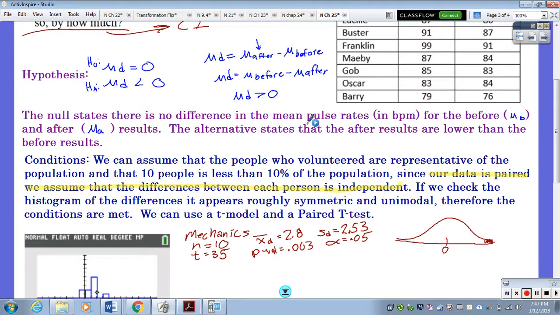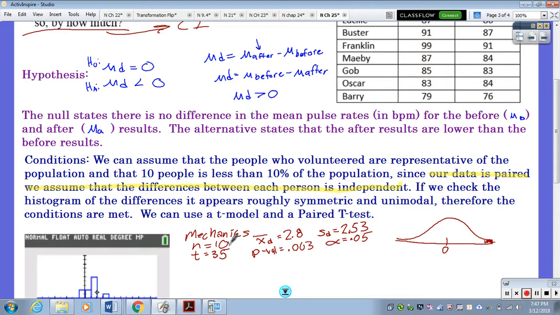And so this part I have highlighted yellow is the new thing. It says, since our data is paired, and you should be specifying that in the conditions somewhere, we assume that the differences between each person is independent. So I'm not saying that the people are independent of each other. It's saying that their differences are independent. If we check the histogram of the differences, it should appear roughly symmetric unimodal. Therefore, conditions are met. Run the t-test.